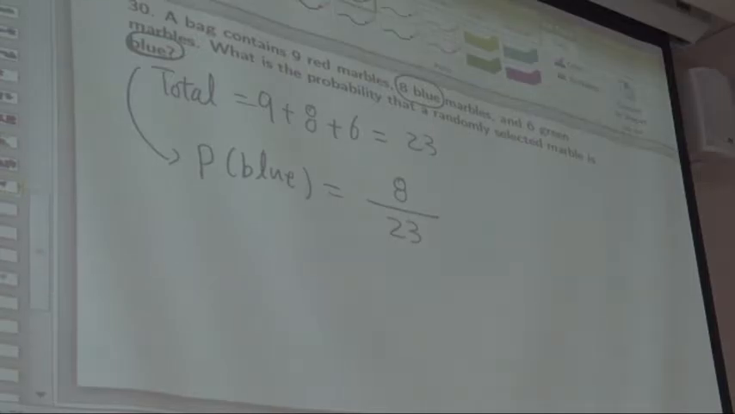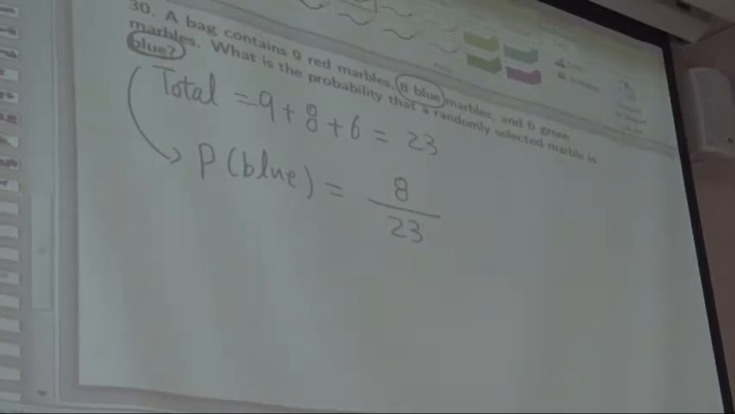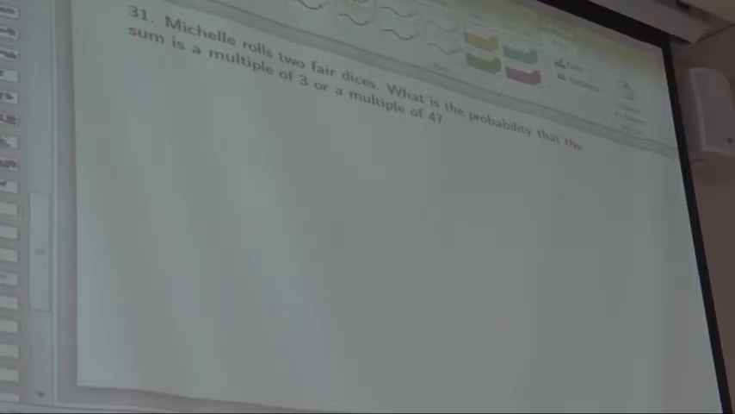So that's the answer. 8 over 23. And we have 2 dice. And we are going to find the probability that the sum is a multiple of 3 or a multiple of 4. So when we roll the 2 dice, one die has 6 possible outcomes. Another die has 6 possible outcomes. The total is 36 outcomes.